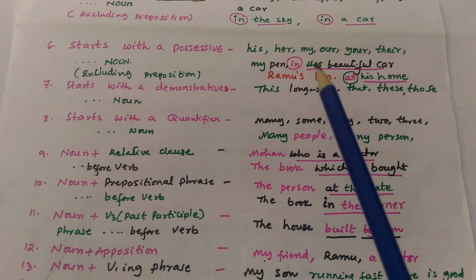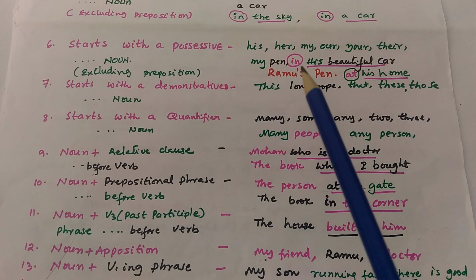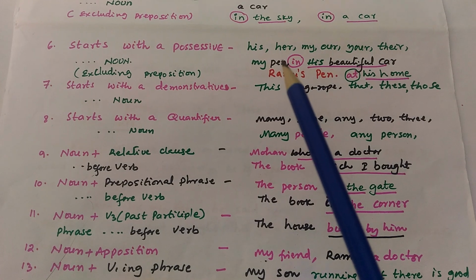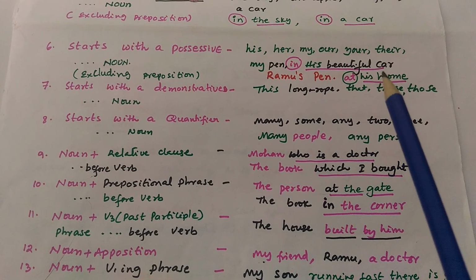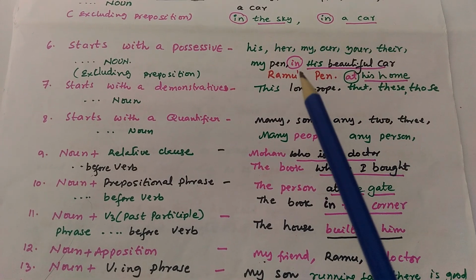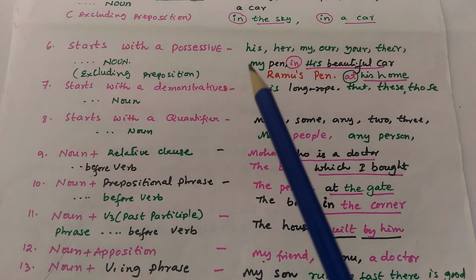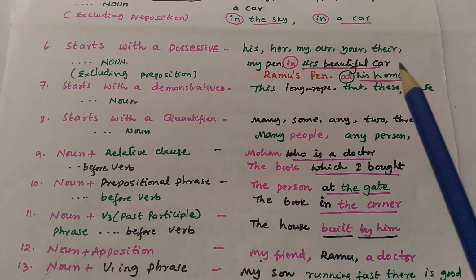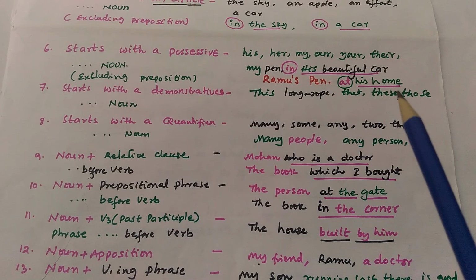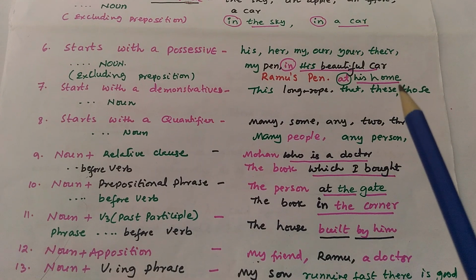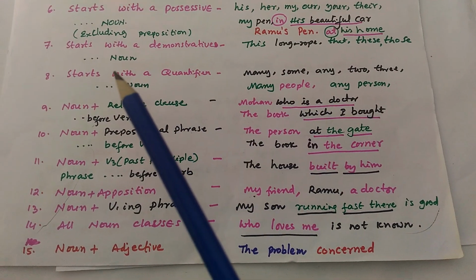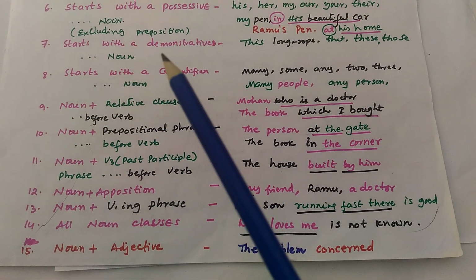And here also, if this possessive phrase comes with a preposition, then it will be a prepositional phrase. So we have to exclude this preposition, and the rest part of the phrase is called a noun phrase. For example, in his beautiful car is a prepositional phrase. Here, if in is excluded, then his beautiful car is a noun phrase. Ramu's pen, noun phrase. At his home is a prepositional phrase, whereas his home is a noun phrase. And like that.